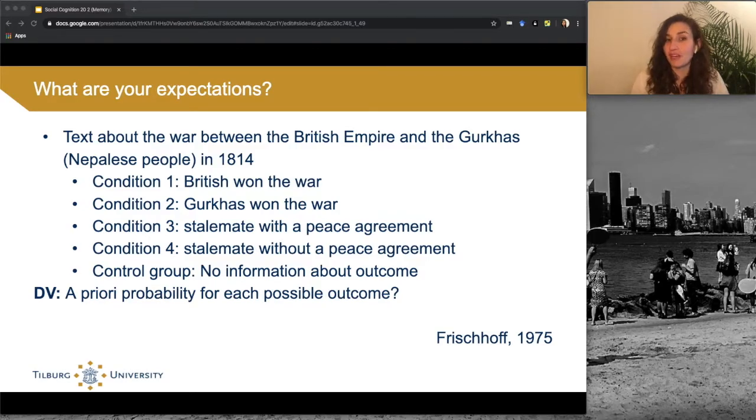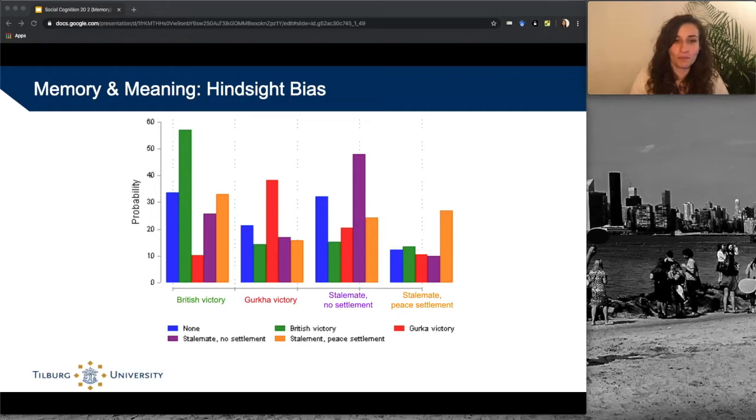Now, if you thought a little bit about it, let's take a look next at what the data actually showed. So here, pretty complex graph. Let's take a second to take it apart. So we have the probability ratings, the a priori probability for each of the outcomes. So the British victory, that's on the leftmost bracket, the Gurkha victory, second bracket, the stalemate without settlement, third bracket, and the rightmost bracket, stalemate with a peace settlement.